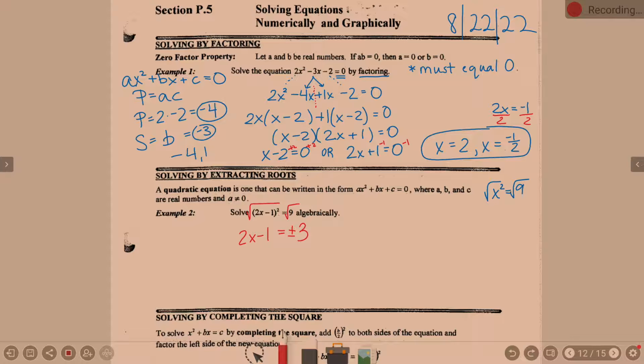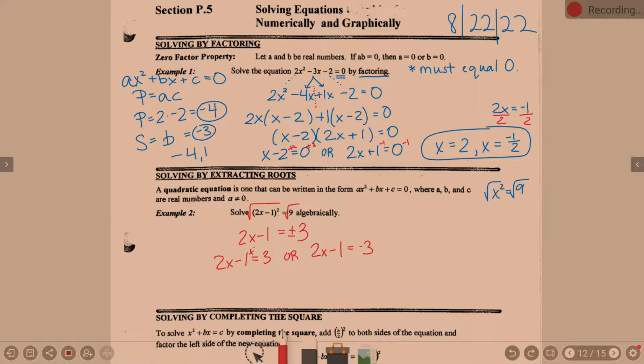Now, basically, how many equations am I solving at this point? 2. We're basically solving 2. You can work it in this form if you're comfortable with that and just have 2 numbers on the right, or you can set it up as 2x minus 1 equals 3, or 2x minus 1 equals negative 3. I'm so impressed we remembered the square root, but we forgot the plus or minus for a bit.